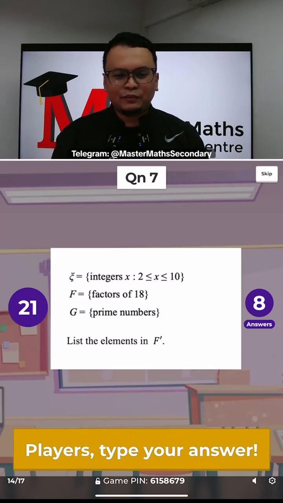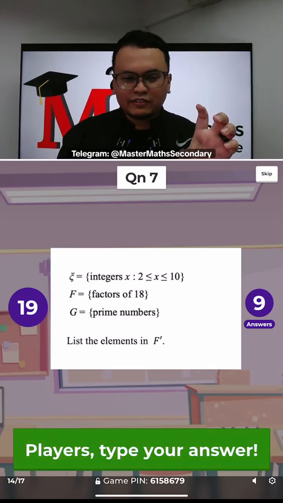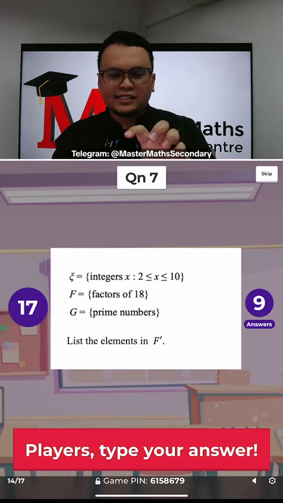So be careful when you write out your answers, guys. You just have to write the numbers, put a comma, then write the next number, put a comma, and so on.